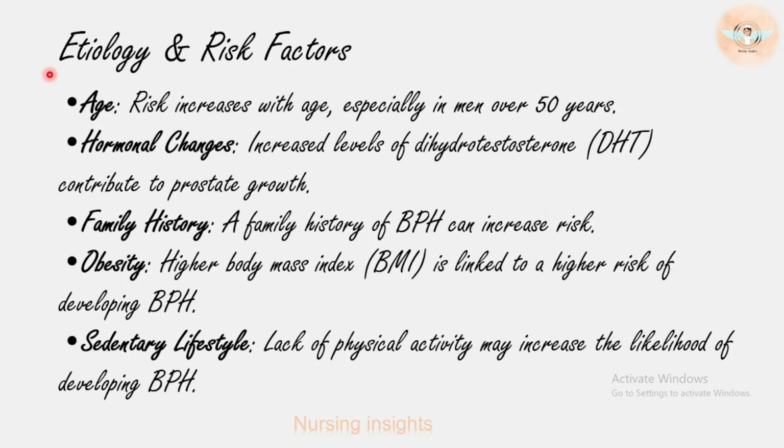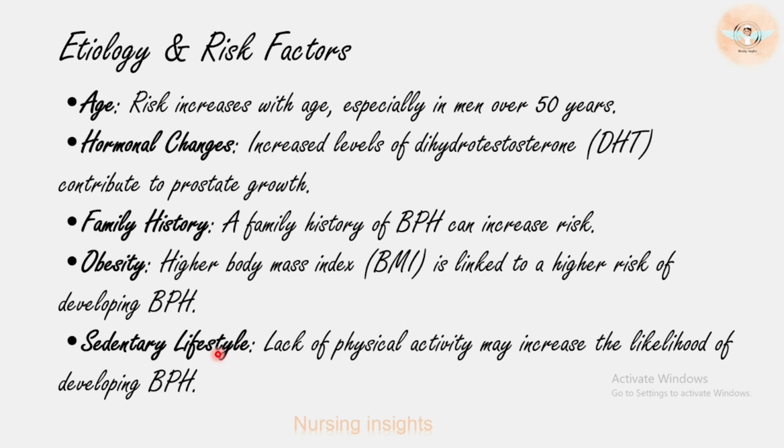So let's see etiology and risk factors. The exact cause of BPH is unknown. There are a few risk factors which lead to BPH. That includes aging, as aging increases the risk of BPH. Already we mentioned in the introduction that men over 50 years have a high risk. Also hormonal changes, an increased level of dihydrotestosterone, which I will explain later, contribute to prostatic growth. And family history is a strong factor.